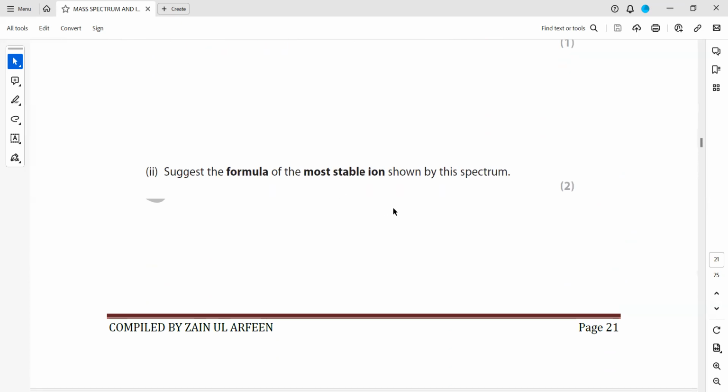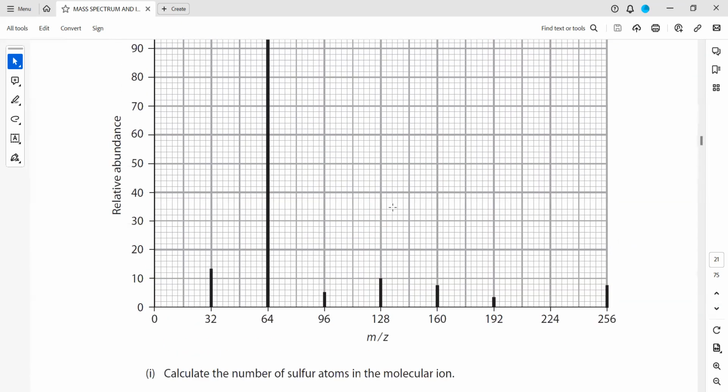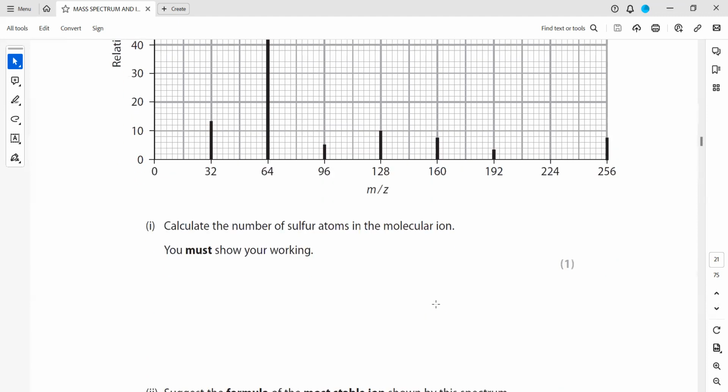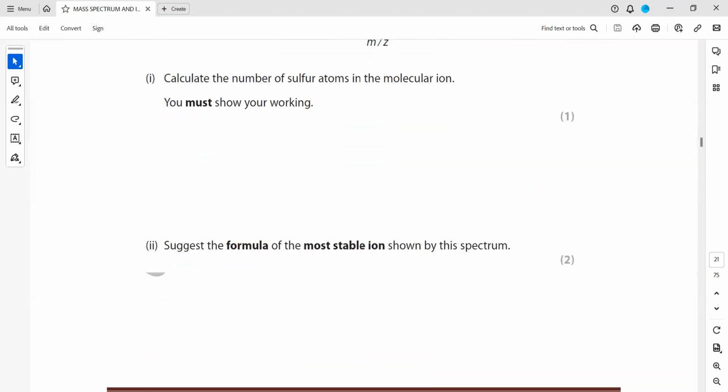Suggest the formula of the most stable ion. So what is the formula of the most stable ion for sulfur? As you can see here, 64 is the base peak, which is the most abundant. So the most stable ion for sulfur is S2. And don't forget to write the charge. 1 mark is for writing the charge, and 1 mark is for writing the formula.